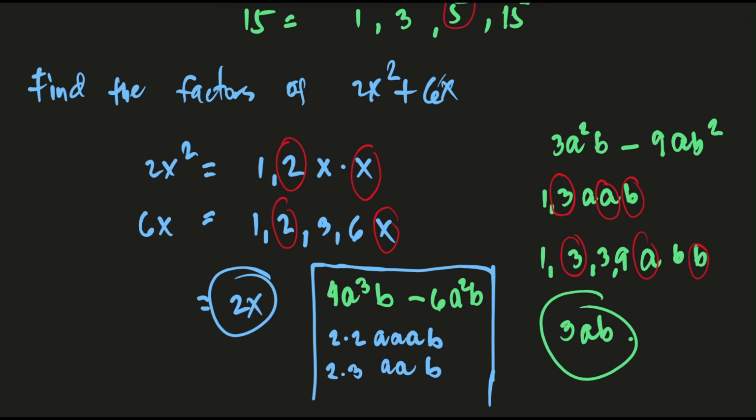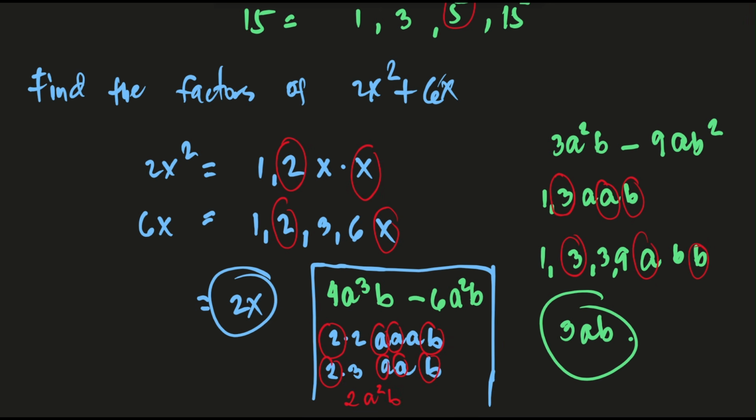What is the largest common number between the two? That would be 2. So we bring down 2. And the variables common between the two, that would be a, a. So you have repeated a 2 times. Therefore, a times a, you will get a squared. And we have b.